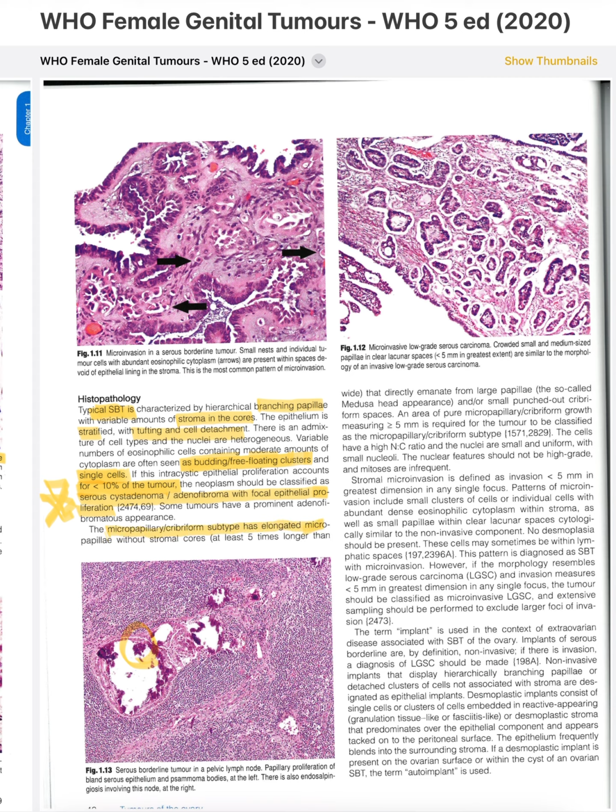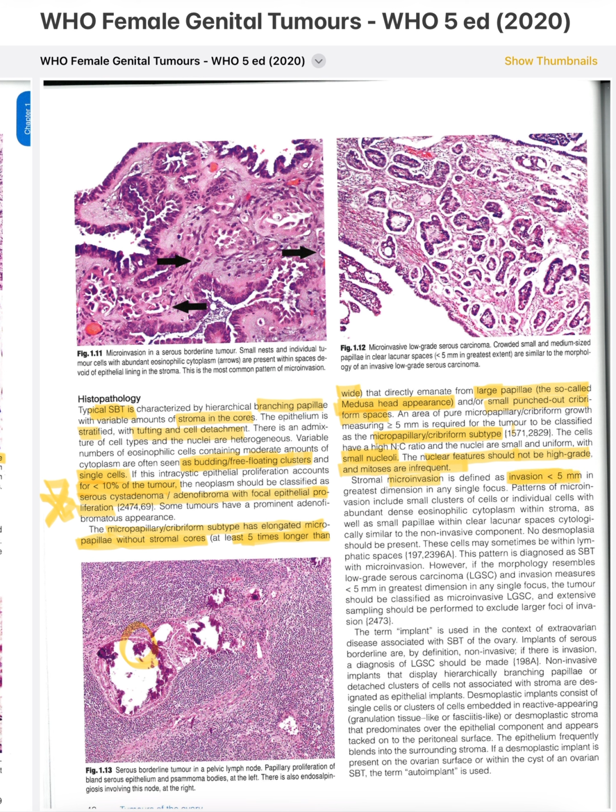The micropapillary or cribriform subtype has elongated micropapillae with stromal cores at least 5 times longer than wide, that directly emanate from large papillae, the so-called medusa head appearance, and small punched-out cribriform spaces. An area of pure micropapillary or cribriform growth measuring more than 5 mm is required for the tumor to be classified as micropapillary or cribriform subtype. The cells have a high N:C ratio and the nuclei are small and uniform with small nucleoli. The nuclear features should not be high grade and mitoses are infrequent.